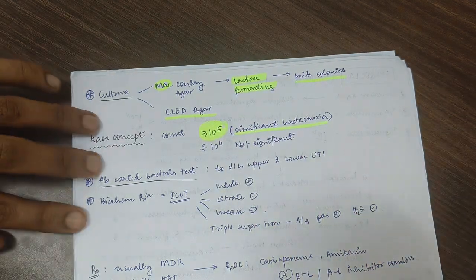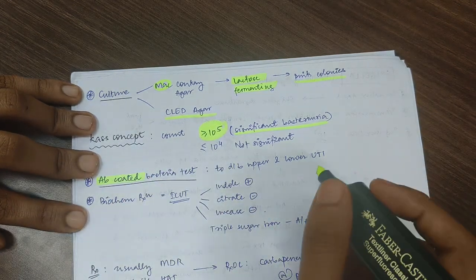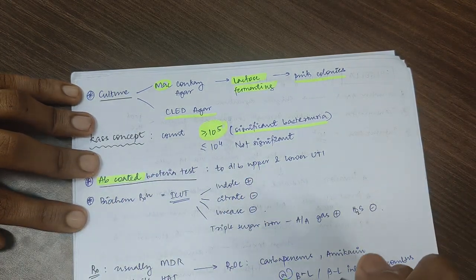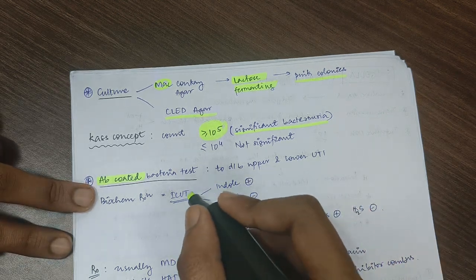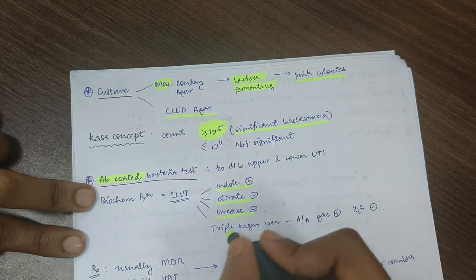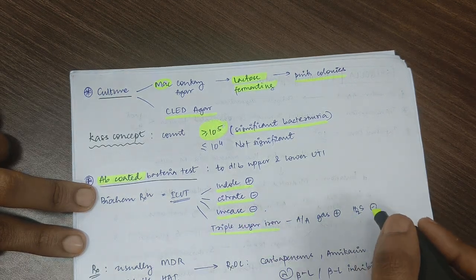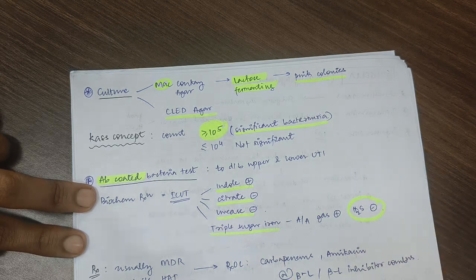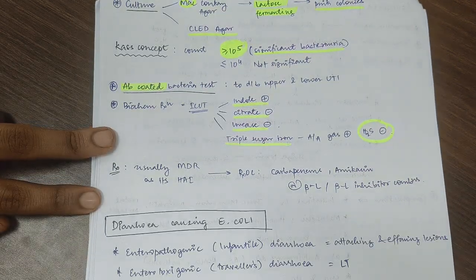Remember that. Then the antibody coated bacteria test to differentiate between upper and lower UTI. Then biochemical tests, that is the IMViC tests. Indole positive, citrate negative, urease negative and triple sugar iron, that is acid by acid with gas positive, and you are not going to see the H2S.